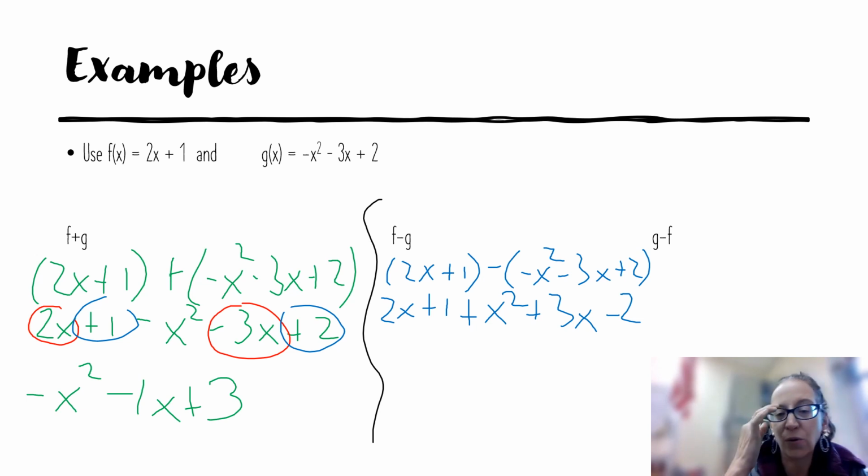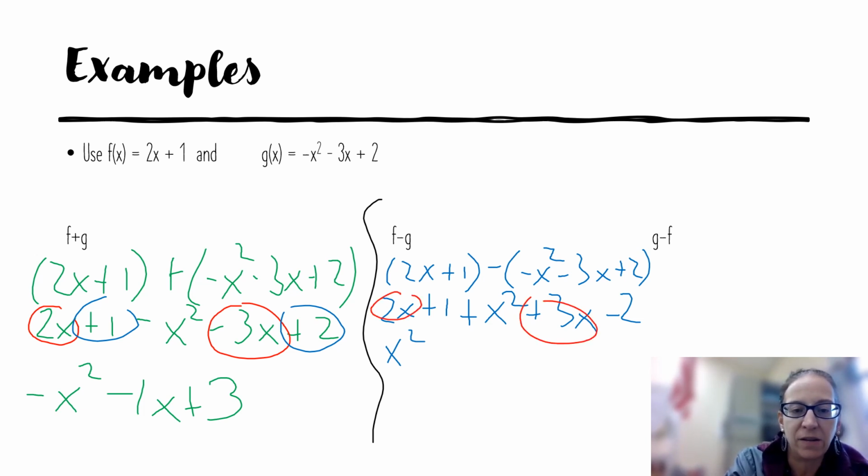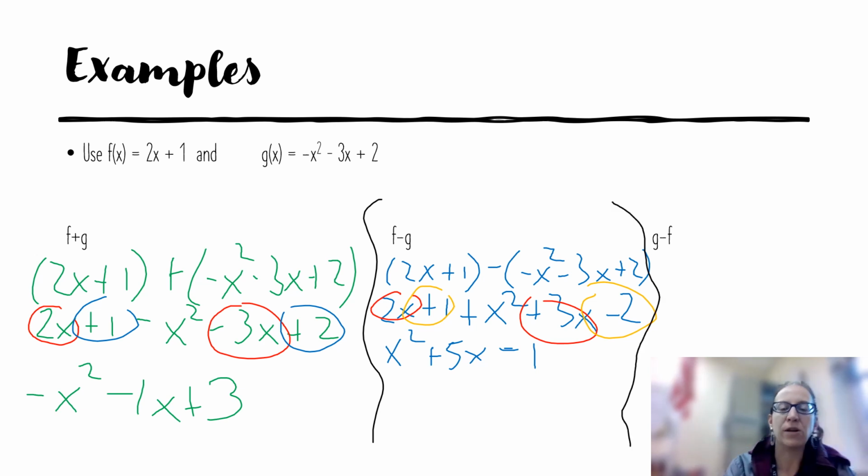And then as before, we're going to combine the things that are the same. So we don't have anything with the x squared, but we do have a 2x plus a 3x, which is 5x. And then we do have a 1 minus a 2, which is minus 1. Last one is G minus F. Actually, there's one more on the next page. So G minus F.